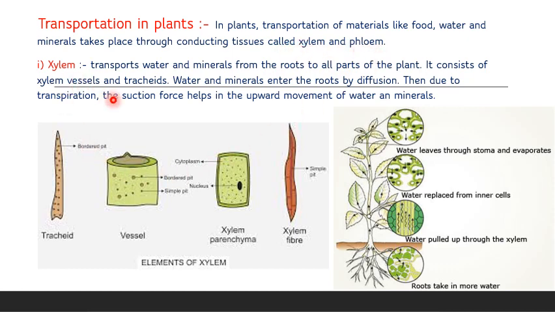Let us try to understand about the xylem now. It transports water as well as minerals. What are the different elements of xylem? Tracheids, vessels, xylem parenchyma and xylem fibers. It is helpful to transport water and minerals from the roots to all the parts of the plant. It mainly consists of xylem vessels and tracheids.